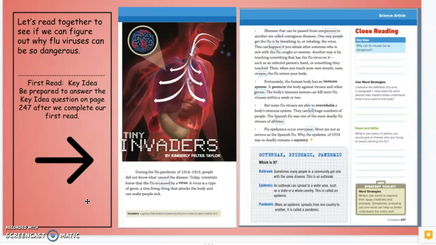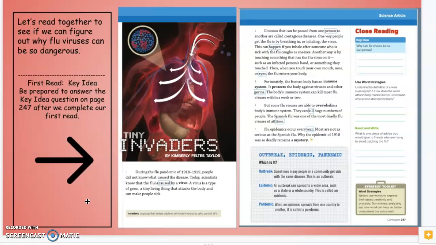One way people get the flu is by breathing in or inhaling the virus. This can happen if you inhale after someone who is sick with the flu coughs or sneezes. Another way is by touching something that has the flu virus on it, such as an infected person's hand or something they touched. Then, when you touch your own mouth, nose, or eyes, the flu enters your body.